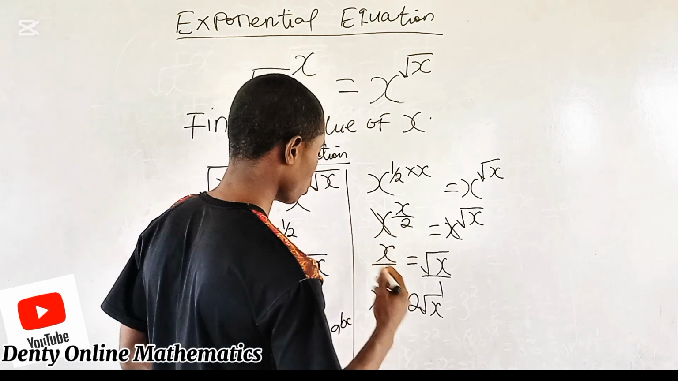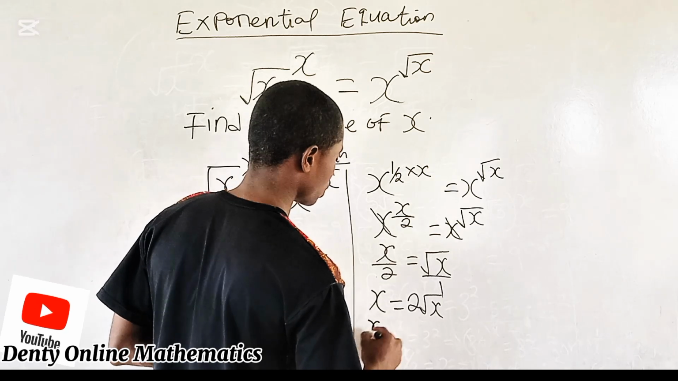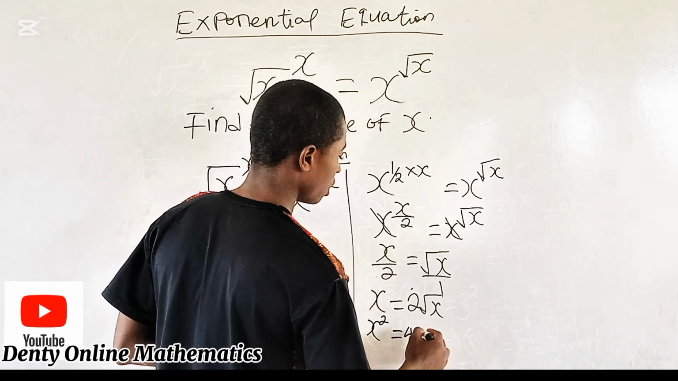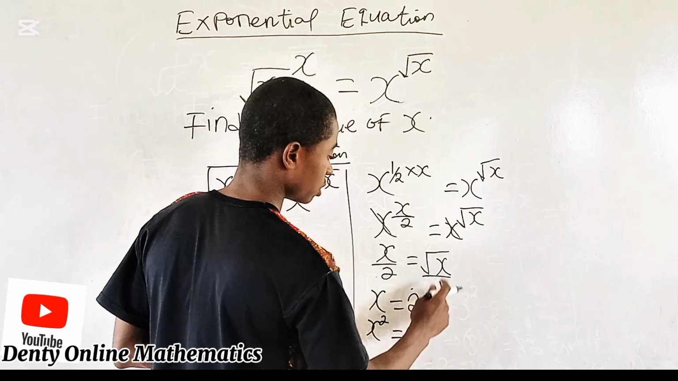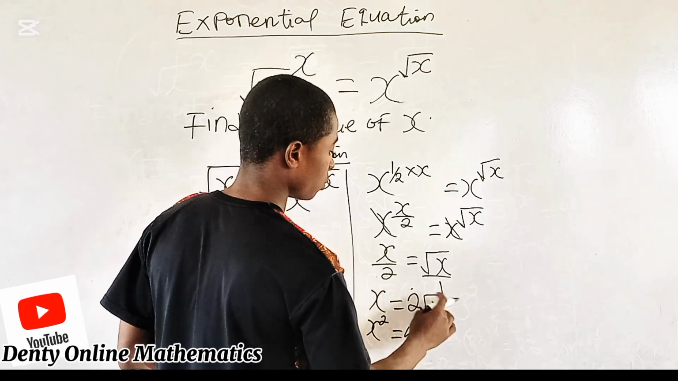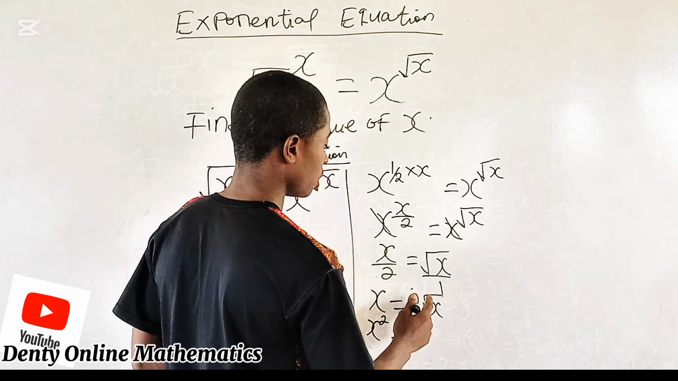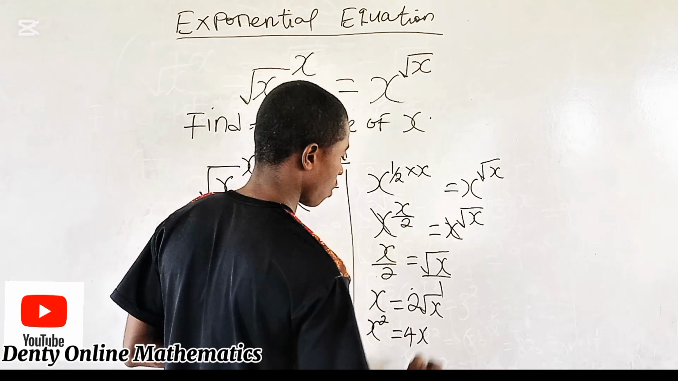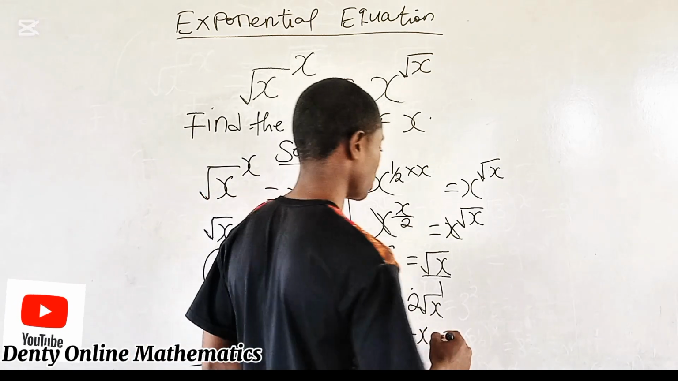So if we square both sides, we are going to have x squared to be equal to 2 squared, which gives us 4, times the square root of x squared. If you square here, the square will cancel out the square root. So what will be left is x, and x times 4 will be 4x.